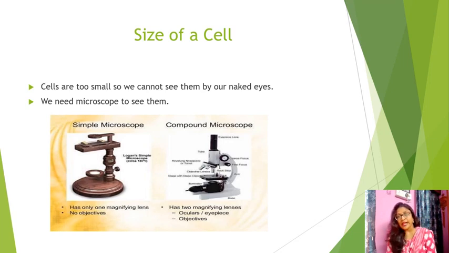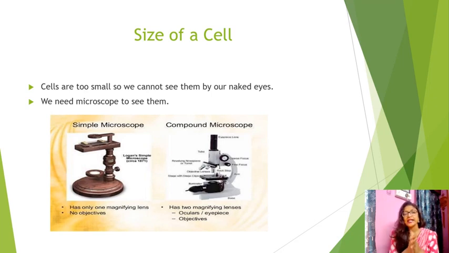This microscope can be of three types: either the simple microscope, the compound microscope, or the electron microscope. Normally in our laboratory we get two types of microscope. The first one is the simple microscope, which helps to see the object in a magnified way, and the compound microscope, which helps to see the object in a broader way.